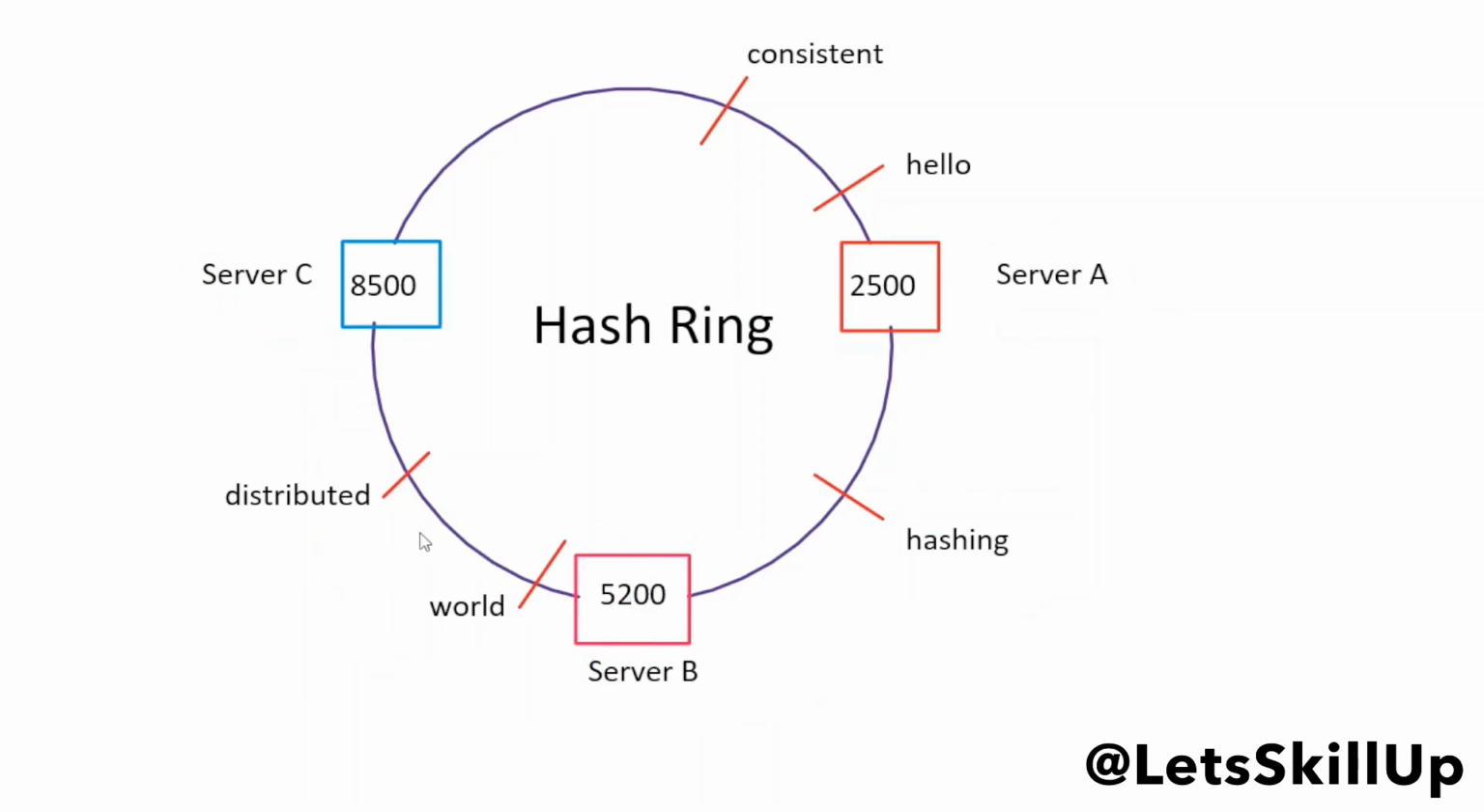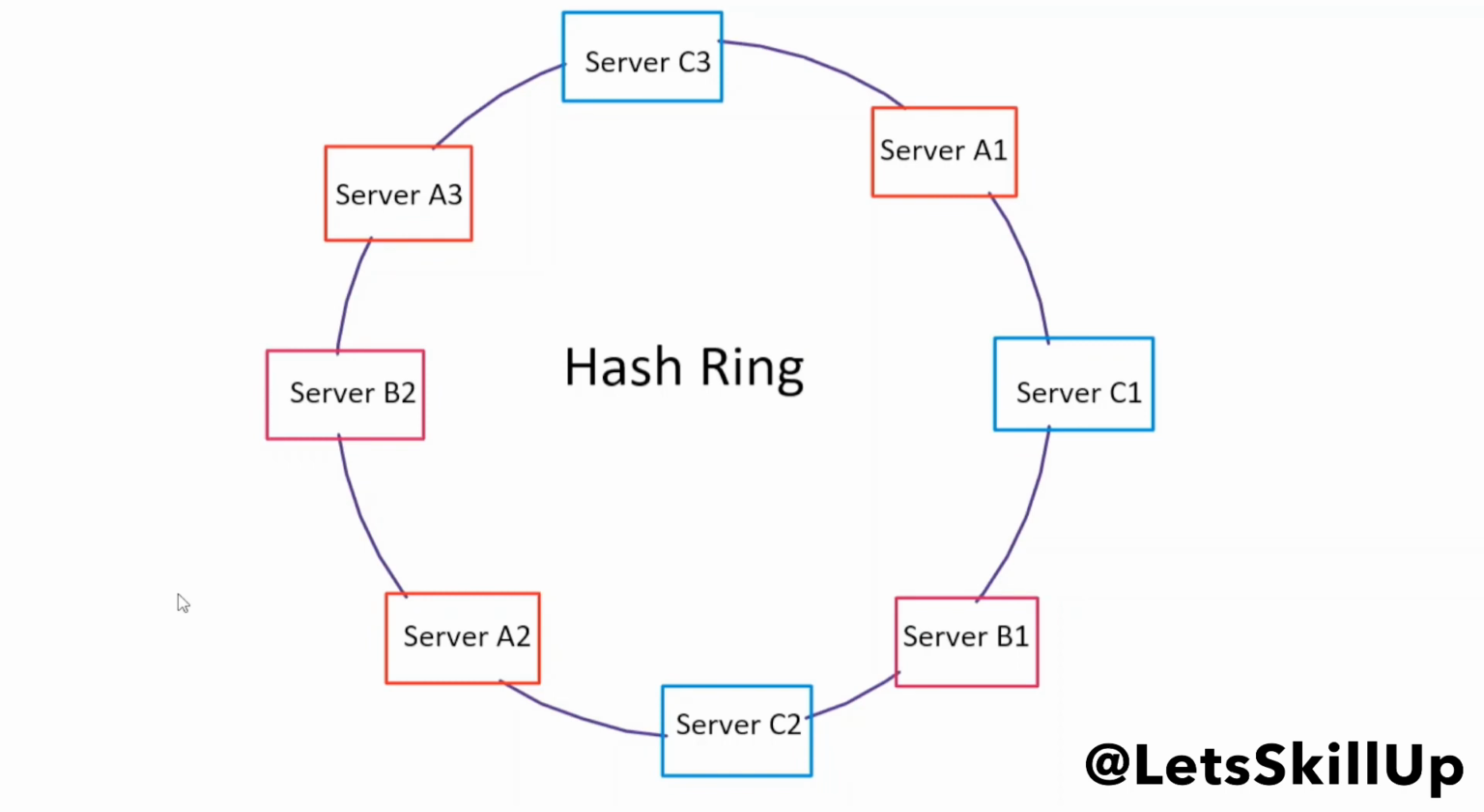Something similar happens if, instead of removing server B, we add one more server here. So let's say we wanted to add server D. In this case, only one key would need to be reassigned to server D. Rest of the keys would remain as they are. So this way we are minimizing the number of keys which need to be redistributed whenever we change the number of servers in our network.